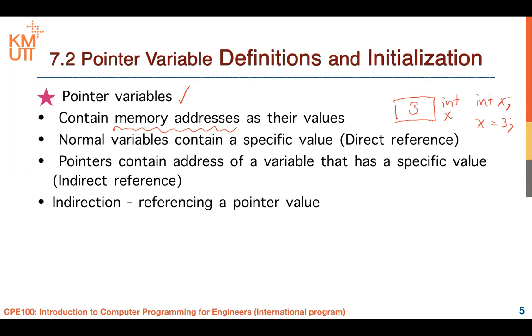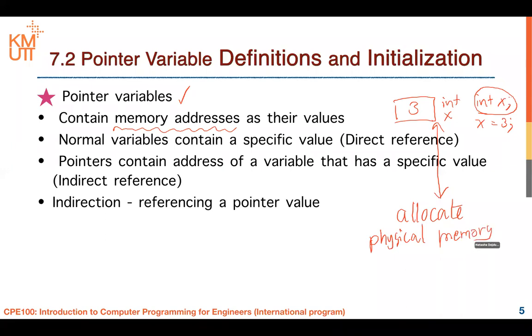But something that we didn't tell you is that when you declare x as an integer, right? You have to allocate a physical memory for this integer. What is the size of the integer? 4 bytes. Four bytes.